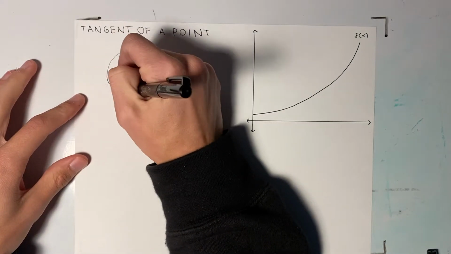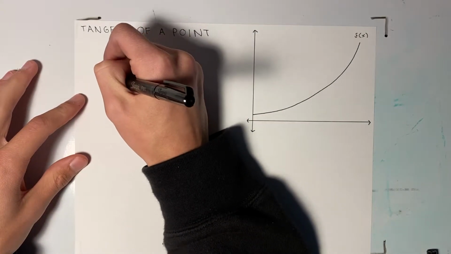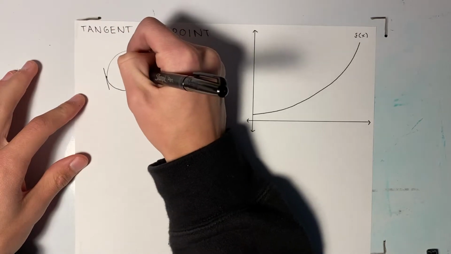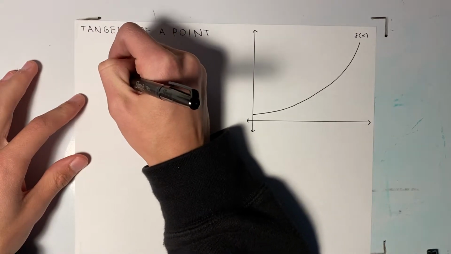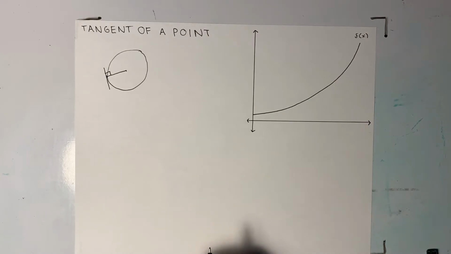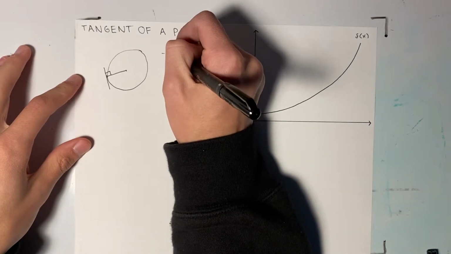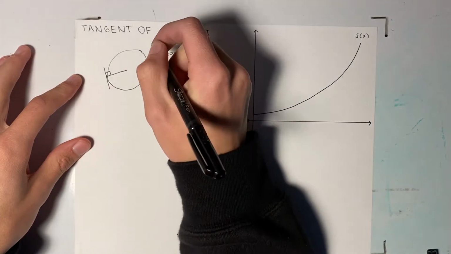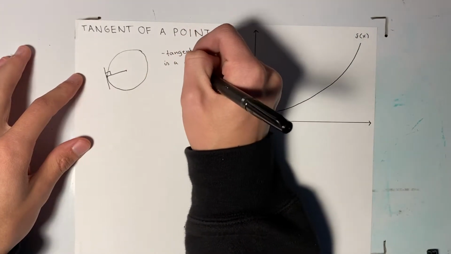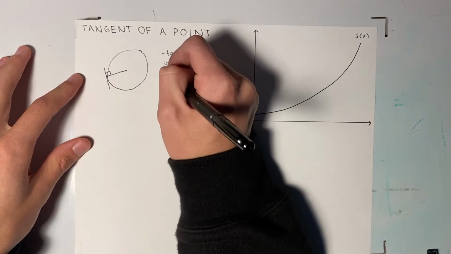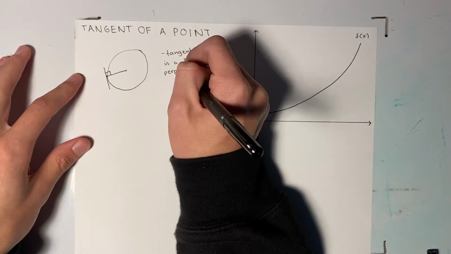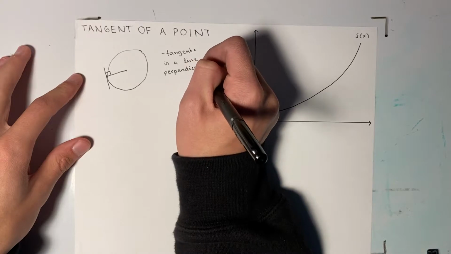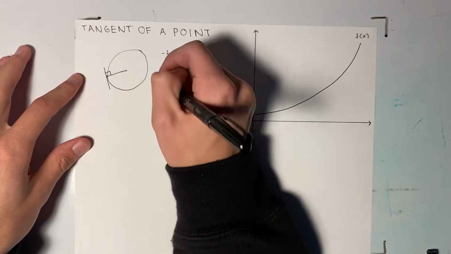So let's just say you probably know with a circle, a tangent point is any point that is perpendicular to the center. So that's what it means to be tangent. Tangent is a line perpendicular to a point.